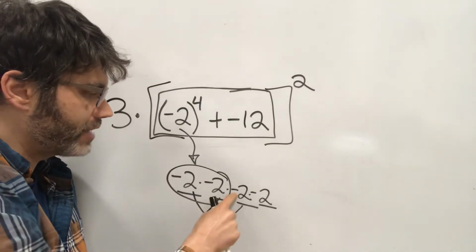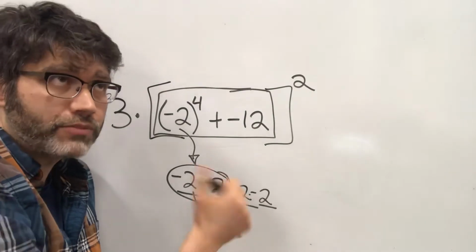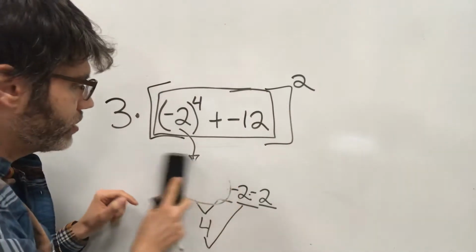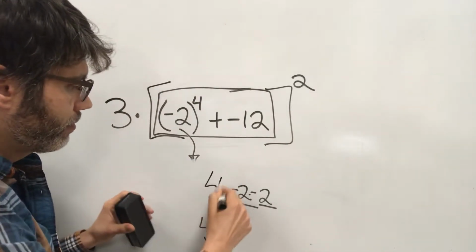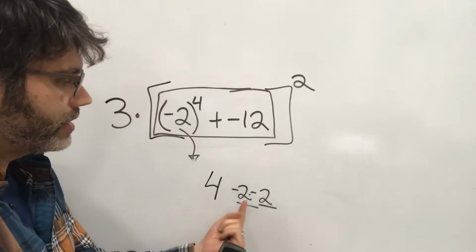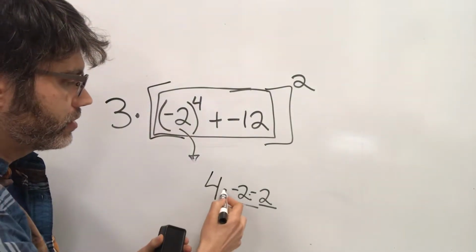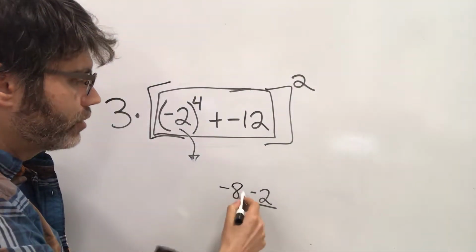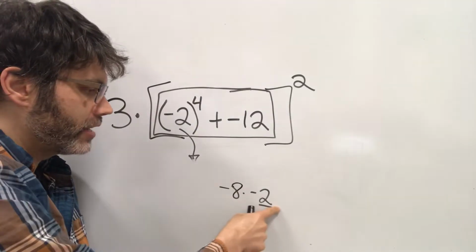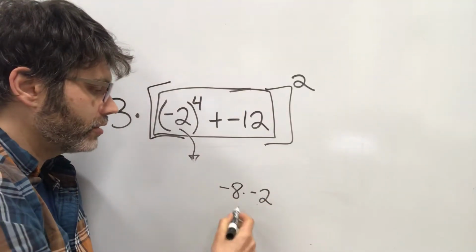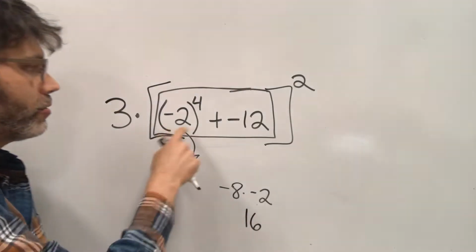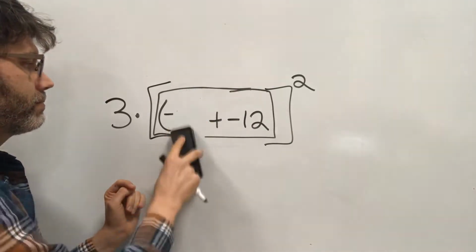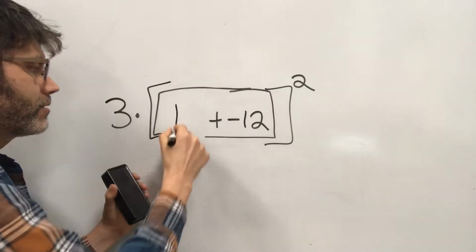Now we have 4 times negative 2. 4 times negative 2 is negative 8. So this whole thing is a 4 right here, just like that. Then we multiply this times negative 2. This becomes negative 8. And now we're left with negative 8 times negative 2. Negative times negative is a positive, so we're left with a positive 16. So negative 2 to the 4th power is 16. So I could erase this and put a 16.